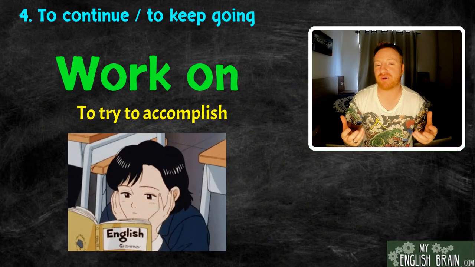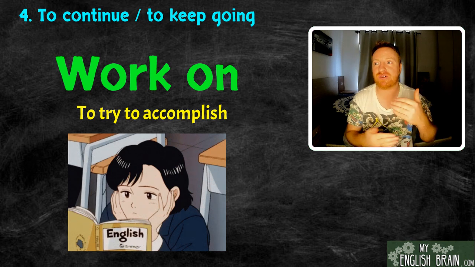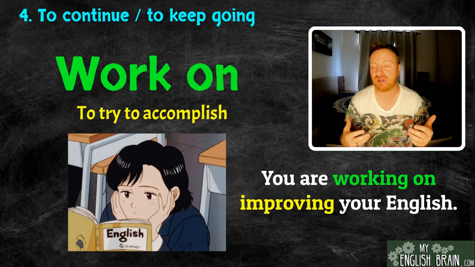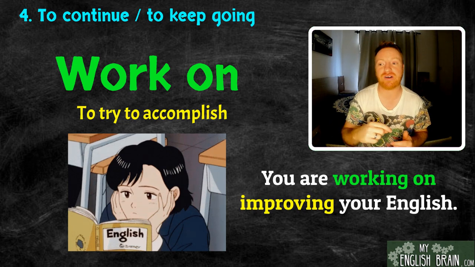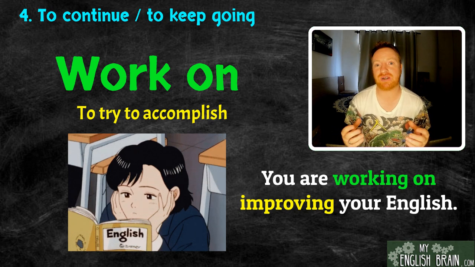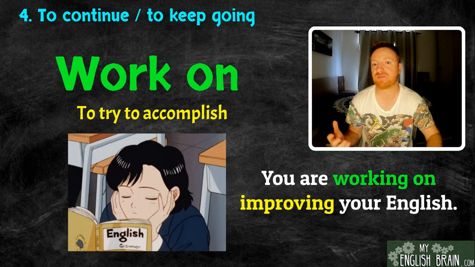Now, another common way we use this is with the phrasal verb work on. Work on means to try and accomplish something. If you are trying to accomplish something, you are constantly putting in work. You're continuing to work every day for your goal. So for example, you are working on improving your English. You are watching this video right now. You are taking lessons. You are reading a book. You are learning new vocabulary. Every day it's a process and it's continual. So you are working on learning English.